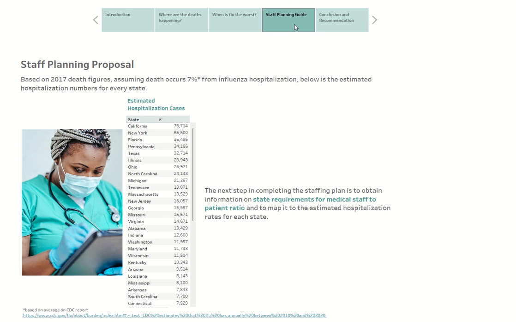So in developing a staffing plan and determining how many staff to send to each of these states, the next step is to obtain information on the state requirements for medical staff to patient ratio so that we can ensure that we're not overstaffing or understaffing the healthcare providers. Based on historical numbers from CDC, death happens about 7% out of those being hospitalized. So using the 2017 death numbers, we can estimate how many hospitalizations will occur in each state in the upcoming flu season. And we can send the required number of medical staff to each of these states based on that requirement.